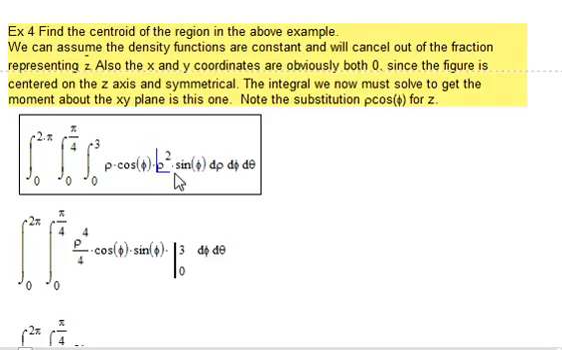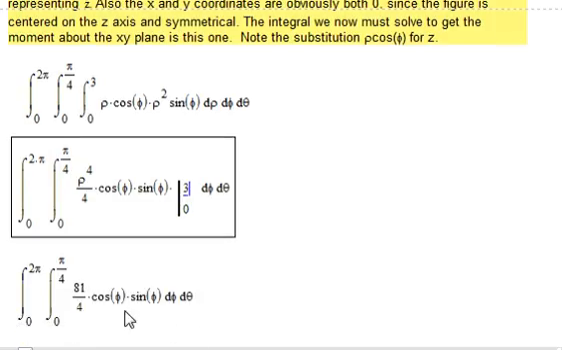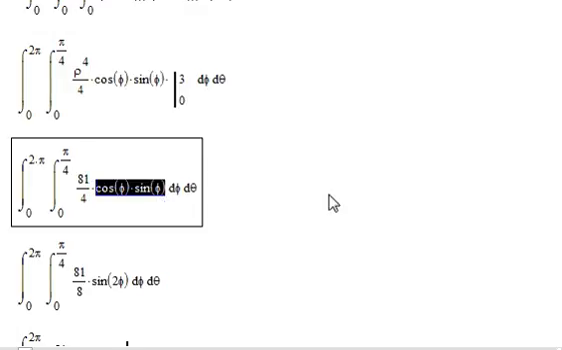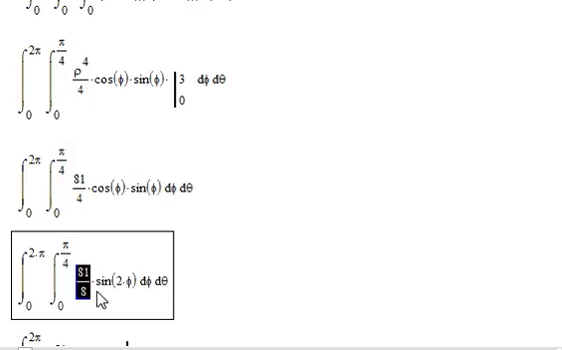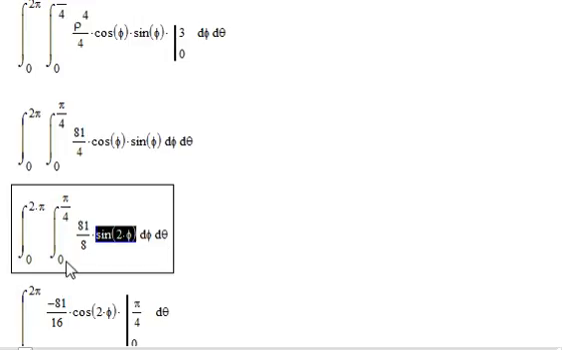So multiplying all this out and integrating, that's rho cubed, integrating that, we get rho to the 4th over 4, rho going from 0 to 3, so that's 81 over 4 times cosine phi times sine of phi. And notice from what you might know about a little trig identity, that's the same as sine of 2 phi over 2. So now we've got 81 over 8 times sine of 2 phi d phi d theta.